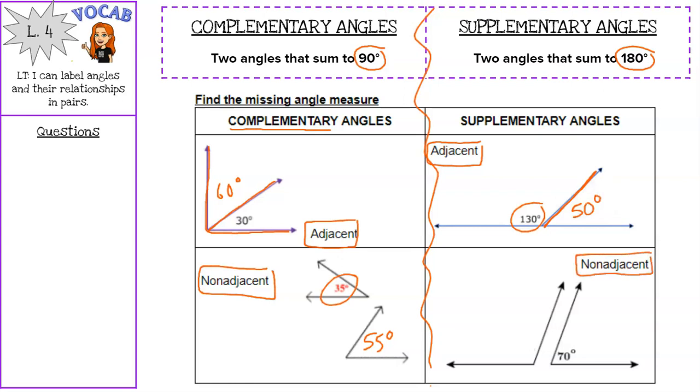And our last example, non-adjacent angles, we have 70 degrees for one of the angles, which means the other angle would be 110, because 110 plus 70 equals 180.